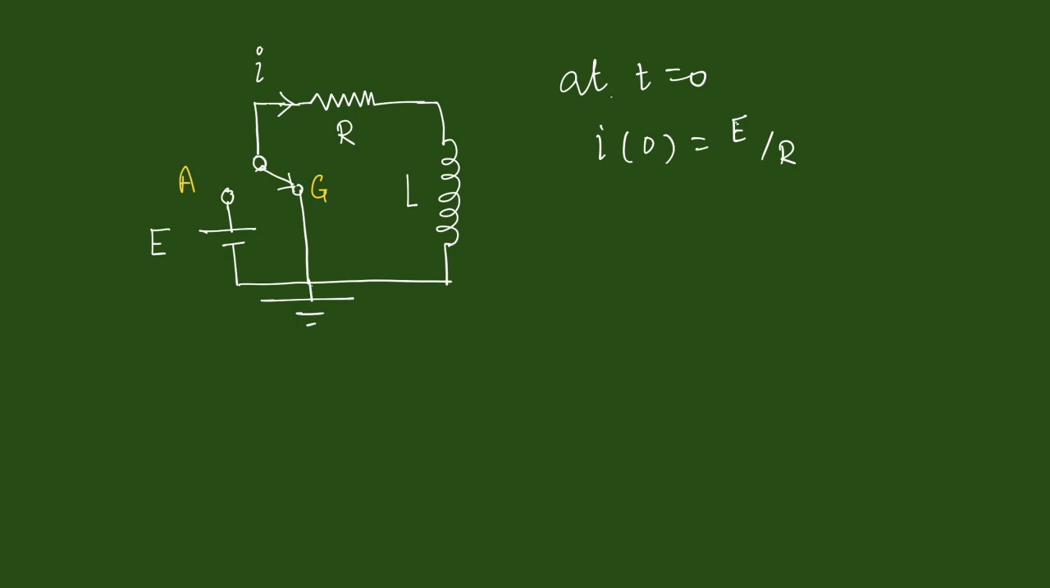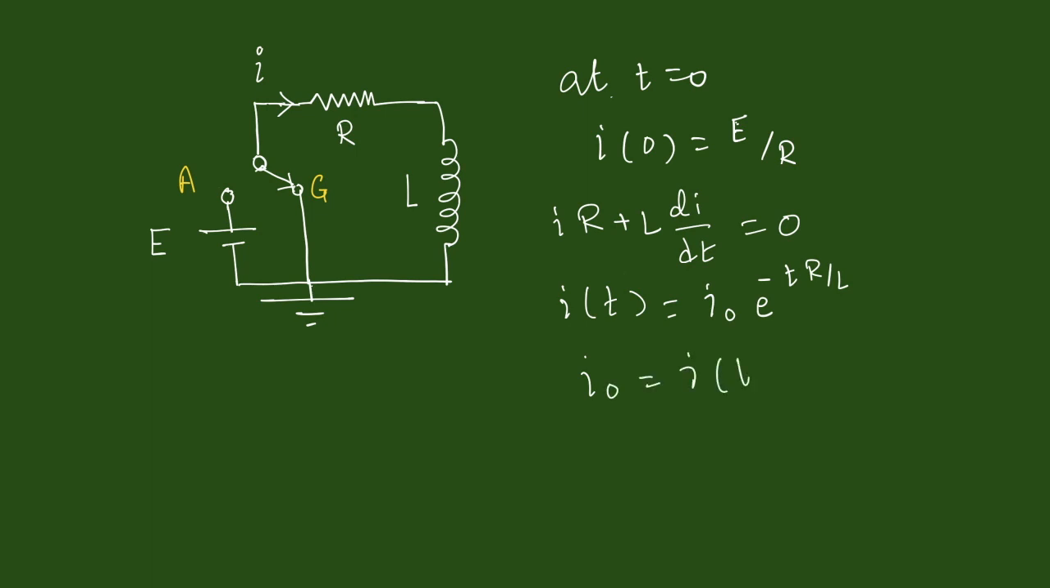We can now again use Kirchhoff's voltage law for this closed circuit which does not have voltage source in it, and the equation will be I into R plus L into di by dt is equal to 0. Solving this differential equation, we will get equation for current as function of time, where the current will be equal to I0 into e raised to minus t into R by L. This I0 will be the current at time t equal to 0, that is just when the switch is shifted from point A to point G, and it will be equal to E upon R.